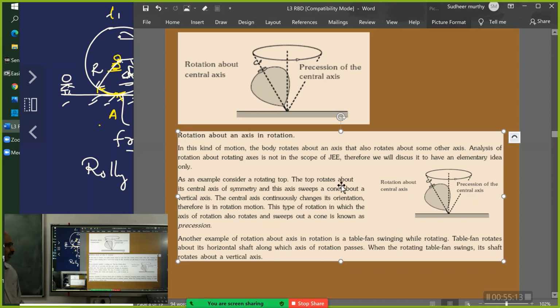An example: considering a rotating top, the top rotates about the central axis of symmetry and the axis sweeps a cone about the vertical axis. The central axis continually changes orientation, so this sweep is called precession. Another example of rotation about a rotating axis is the table fan, which rotates about the horizontal shaft while the whole fan is also swiveling, going like this.